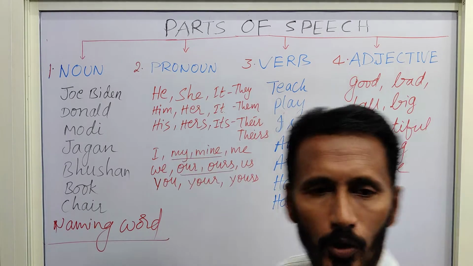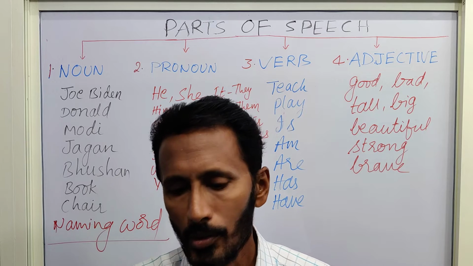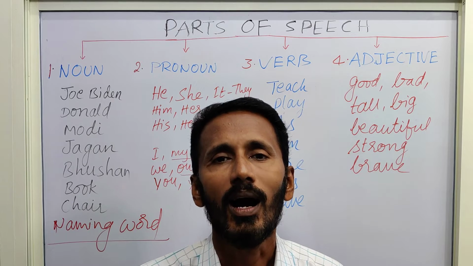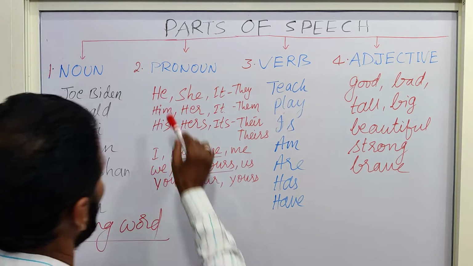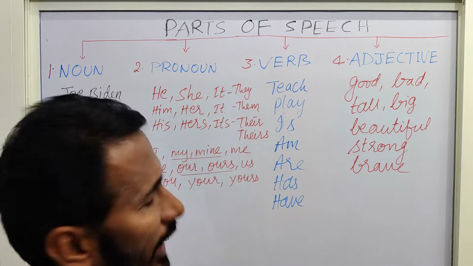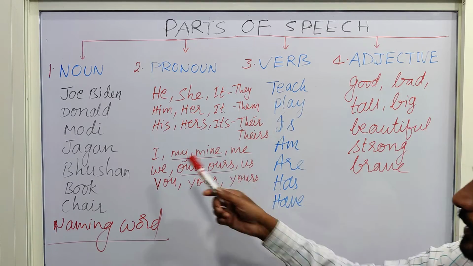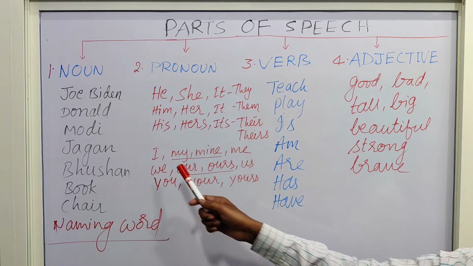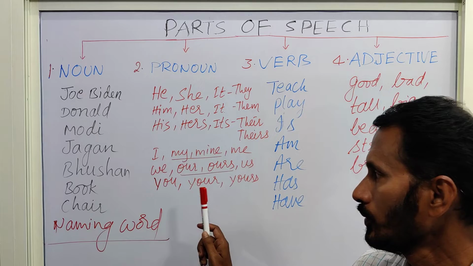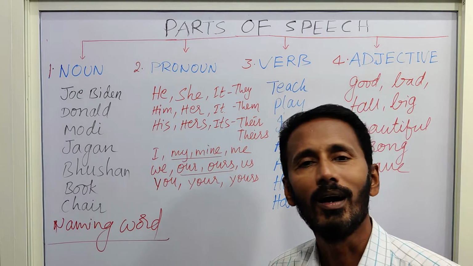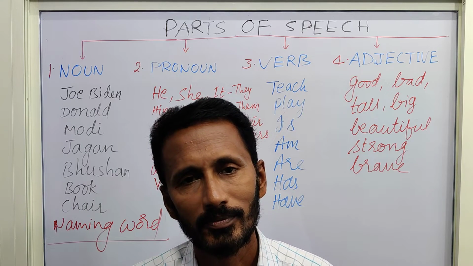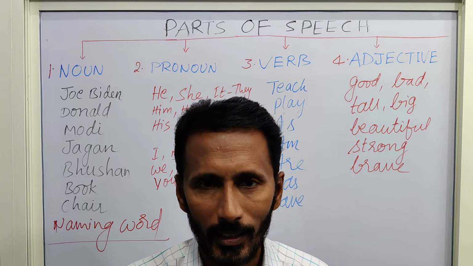Next one is pronoun. What is meant by pronoun? A pronoun is a word used on behalf of a noun, something done by another noun. He, she, it, they, him, her, it, them, his, hers, its, theirs, I, mine, me, we, our, ours, us, you, your, yours, etc. are called pronouns. When do we use these pronouns? On behalf of a noun or for a noun.